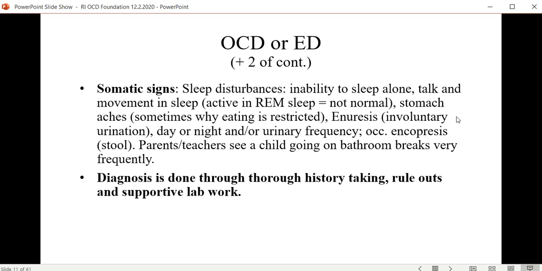The diagnosis is done through history taking, rule outs, and supportive lab work. So I'm going to take a very thorough history of what happened, the timelines. What is the family history and the timelines of their illnesses? And look for other reasons, like children do get rheumatoid arthritis. They do get other illnesses. They do have concussions that cause some of these things.